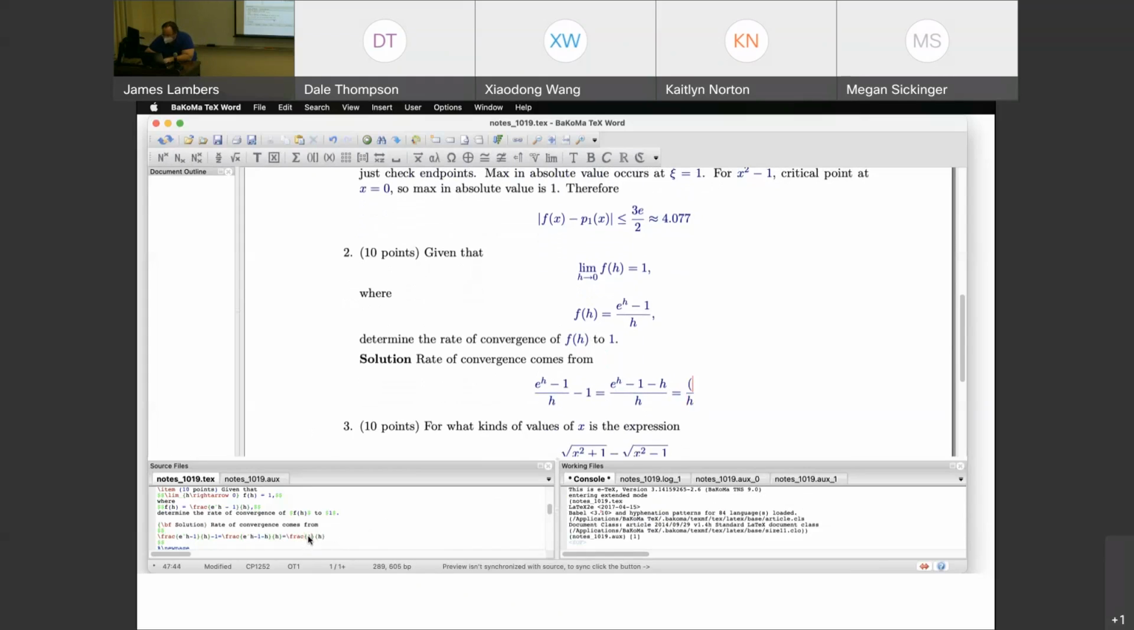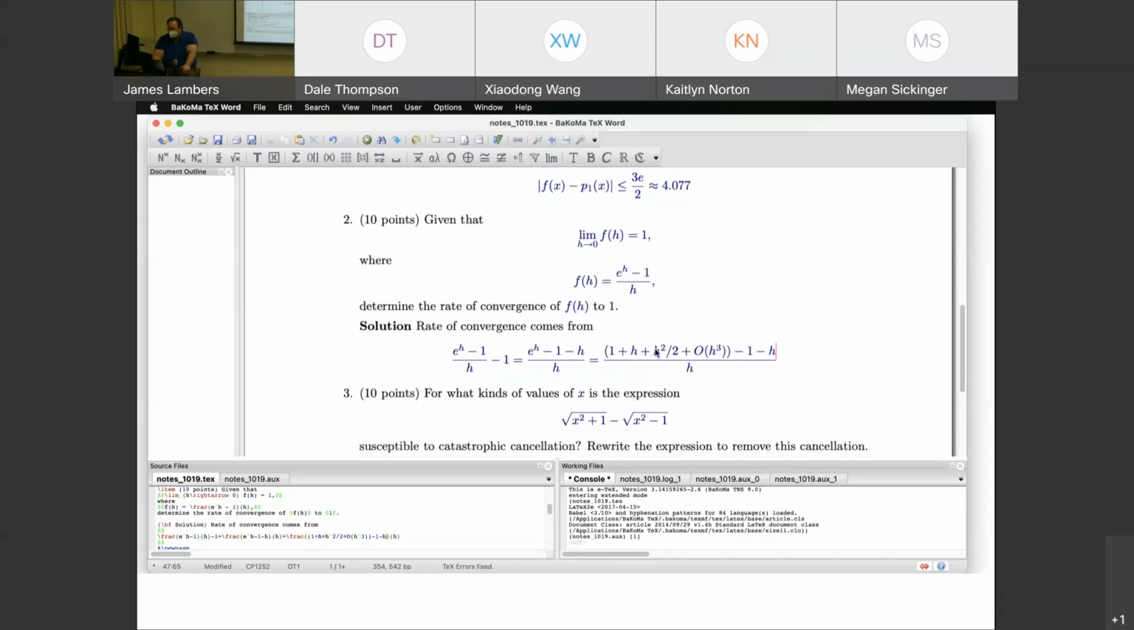So that would give 1 plus h plus h squared over 2. And then there are more terms, of course. Whatever terms follow would be order h cubed. So really you want to put in enough terms so that you can simplify the expression as much as possible. What we see here is that the first two terms, the 1 and the h, will cancel with the minus 1 and minus h here, so that everything else sticks around and is divided by h.